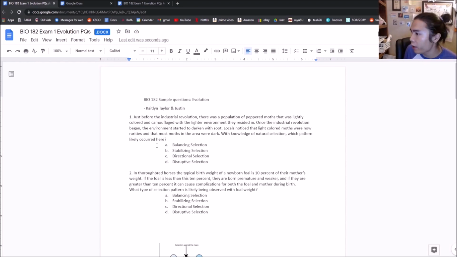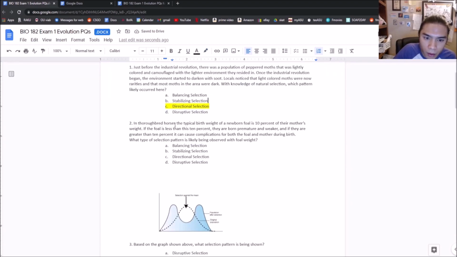So when we're talking about patterns of natural selection, we're looking at a shift in the frequency of a given trait or of a type of trait within a population. So in this case, it looks like we're moving towards one trait or one extreme, and this would just be directional selection.